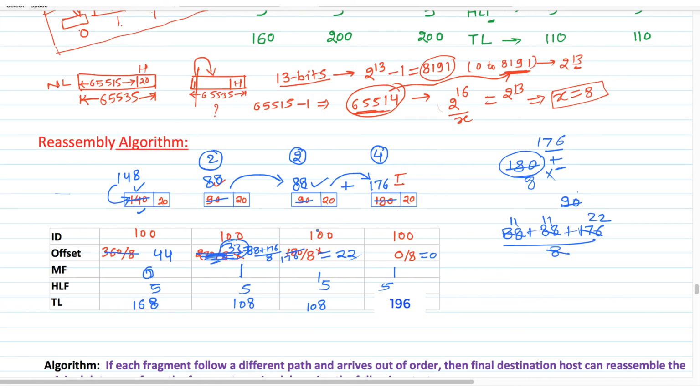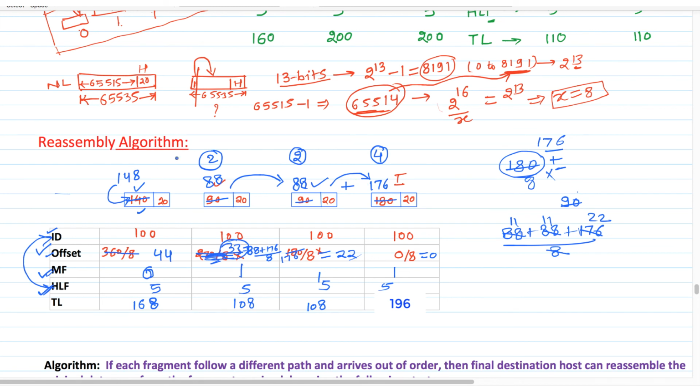So this is how fragmentation takes place at any router. In examinations, especially in the numerical part, they may ask what the offset value and more fragment value are after the fragmentation of a datagram, because the ID will be the same and the header length field will be the same. So these two fields they may not ask because it's very easy. Most probably they will ask the offset, the MF field and the total length field. So this is all about fragmentation.